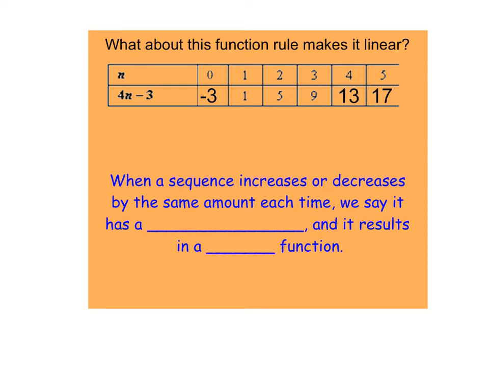Okay, before we get into how to use function notation, let's look at what this rule looks like, and then how we can determine some of its attributes. So what about this function rule makes it linear? Well, we talked about that previously. We said that to go from one term to the next, you add 4 units. So if I'm adding 4 units, that's going to represent my slope.